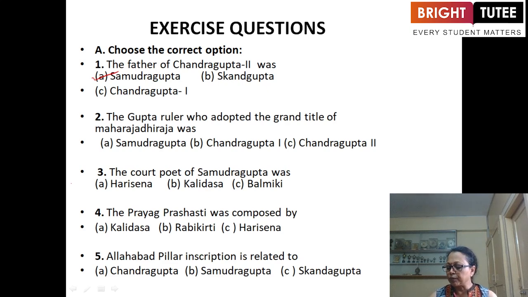He was Chandragupta I. He has been given the title of Maharaja Dhiraj. The court poet of Samudragupta was Hari Sena. The Prayag Prasasti, also known as the Allahabad Pillar Inscription, is related to Samudragupta, and it was written by Hari Sena.